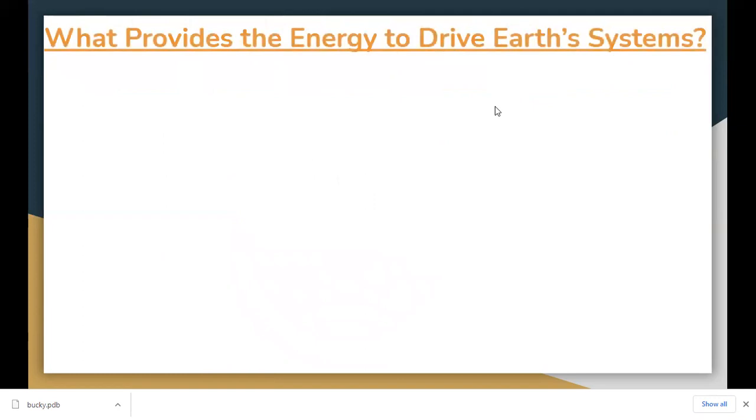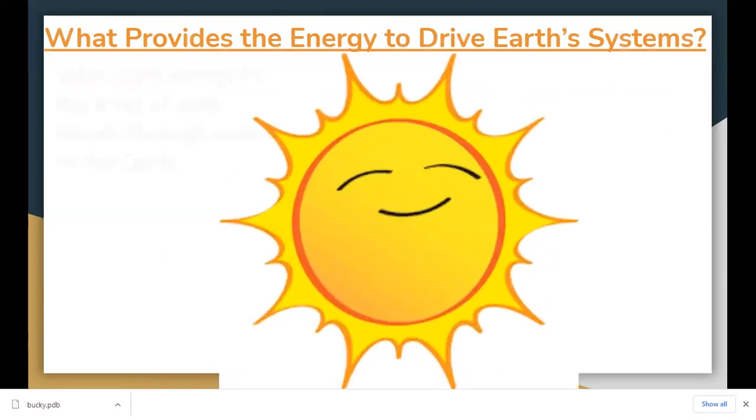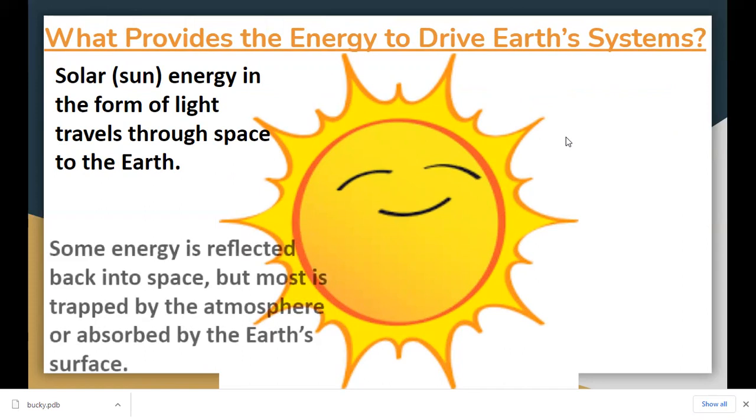Okay, what provides the energy that drives Earth's systems? I bet you know. Did you say the sun? If you did, you are correct. So the solar energy, which is sun energy, in the form of light travels through space to our Earth. Some energy is reflected back into space, but most is trapped by our atmosphere or absorbed by the Earth's surface. So our surface of our Earth soaks it in.